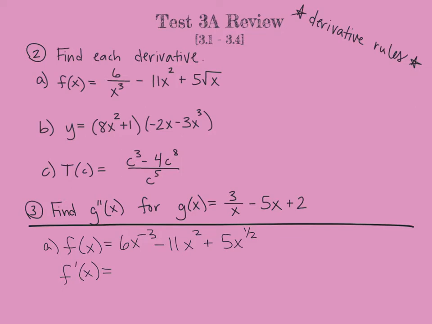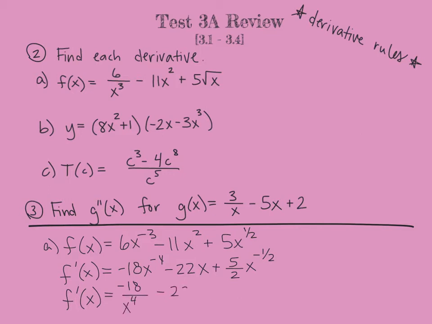Our first term, we'll bring the negative 3 out front and multiply it by the 6, and then subtract 1 in our exponent. For the second term, we'll do the same thing, bring that 2 out front and multiply it by the minus 11, and then subtract 1 in our exponent. And then the same thing for our final term, bring the 1/2 out front, multiply it by the 5, and subtract 1. Now, depending on if this is a multiple choice question, which it most likely will be, the answers will be written properly, meaning they'll have positive exponents only, and therefore we can write this first term as negative 18 over x to the 4th.